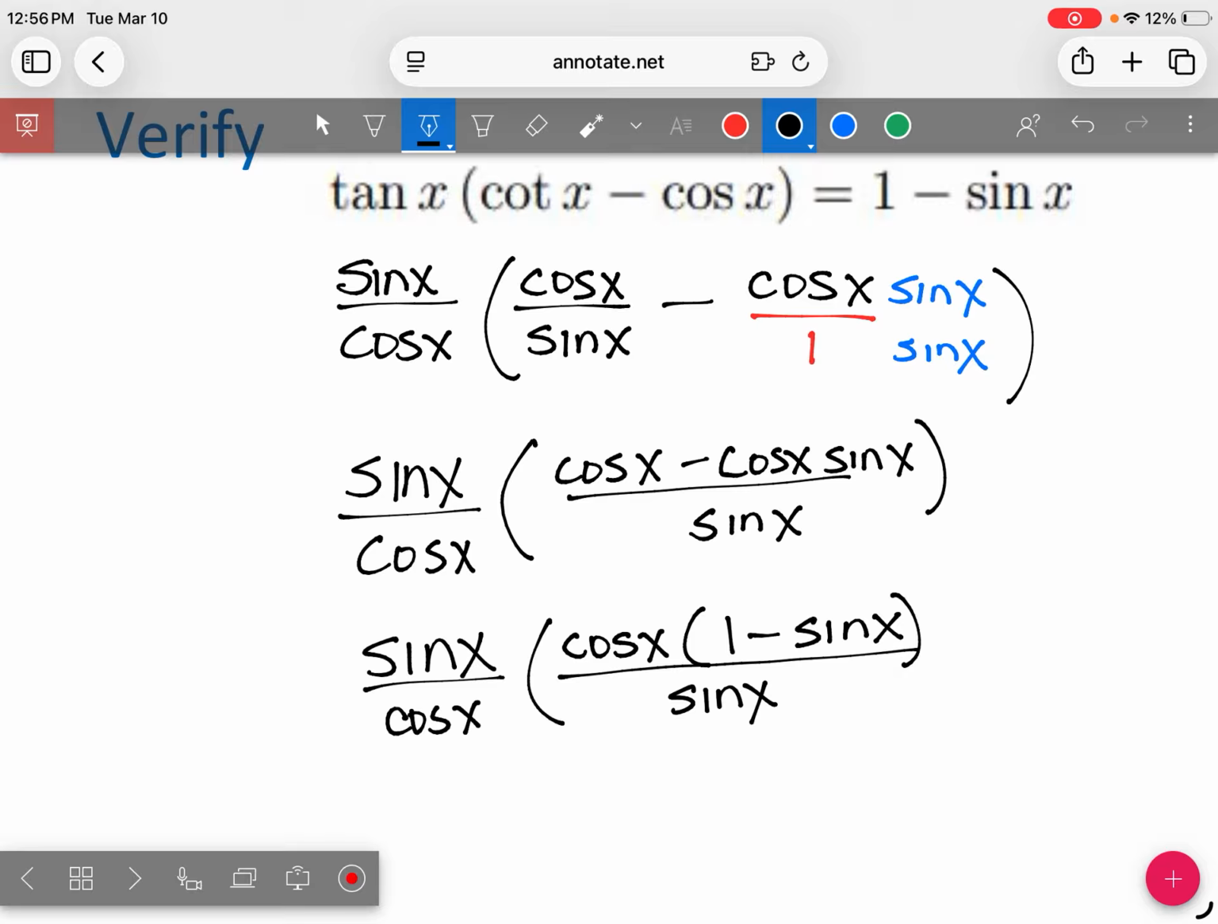So now what? Multiply? Cancel out? What you canceling out? Cancel out the sine. And what else? And the cosine. Wow, leaving me with 1 minus sine. That is interesting.